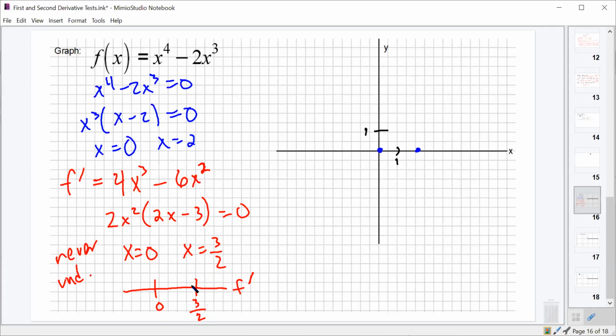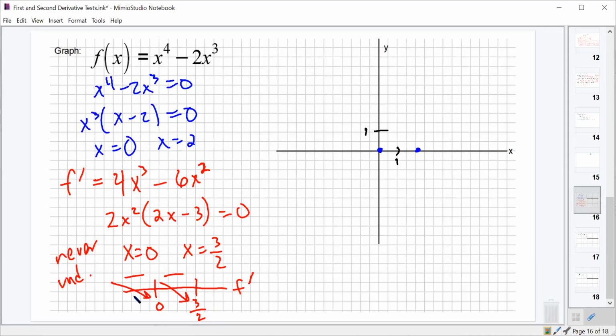So what's a number between 0 and 3/2? 1. Plug in 1, we get a positive times a negative, which gives us a negative. It tells us our function decreases. Plug in a negative number. 2x squared is still positive, but a negative times 2 minus 3 is going to be what? Negative.